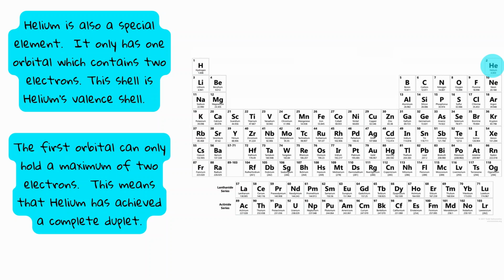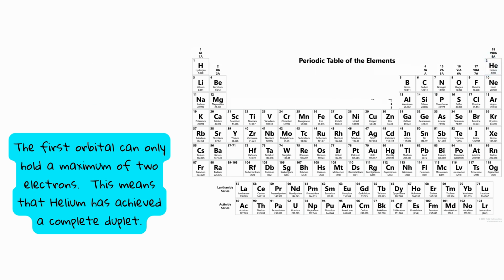Helium is also a special element. It only has 1 orbital, which contains 2 electrons. This shell is helium's valence shell. The first orbital can only hold a maximum of 2 electrons. This means that helium has achieved a complete duplet.